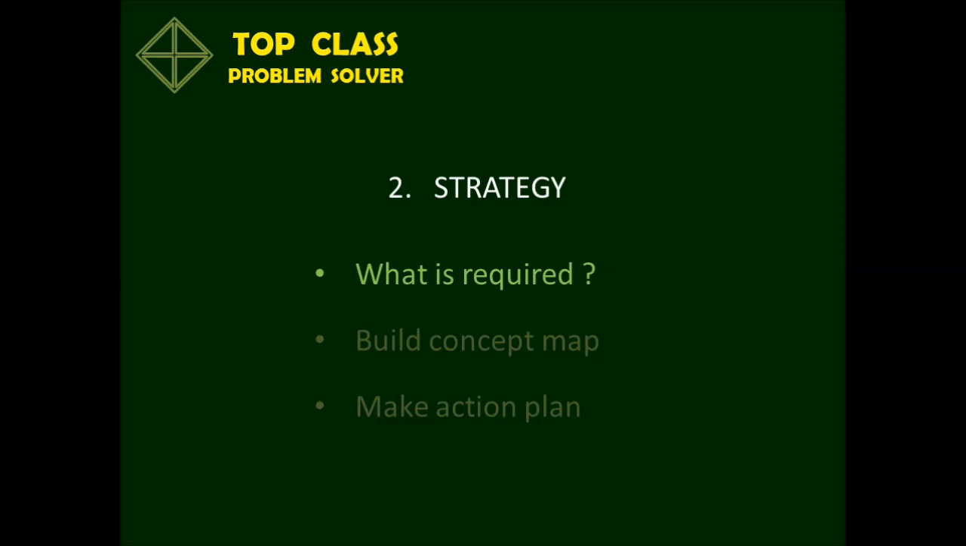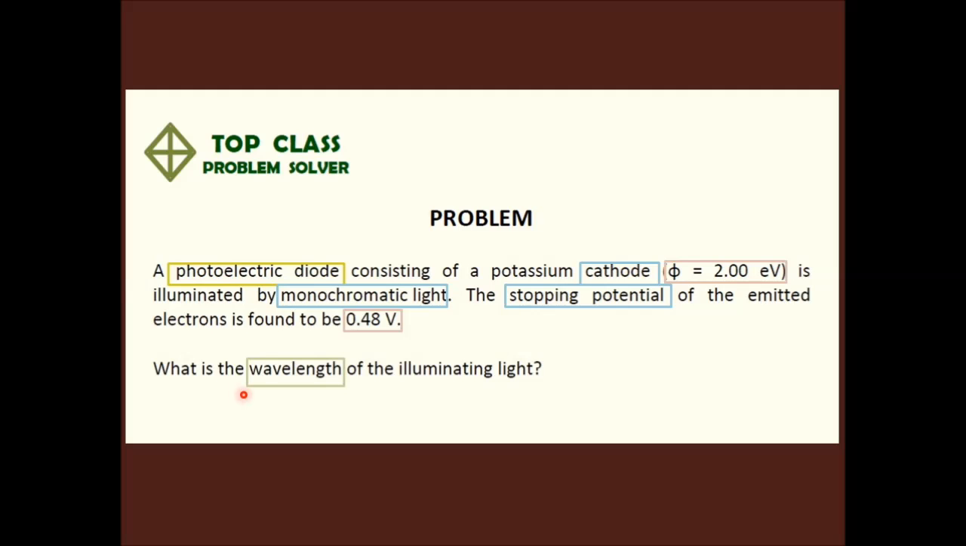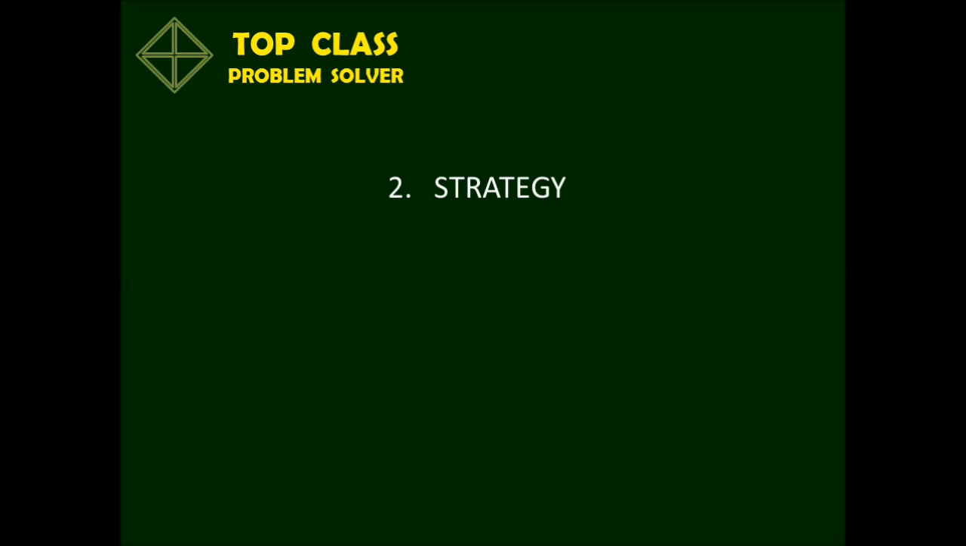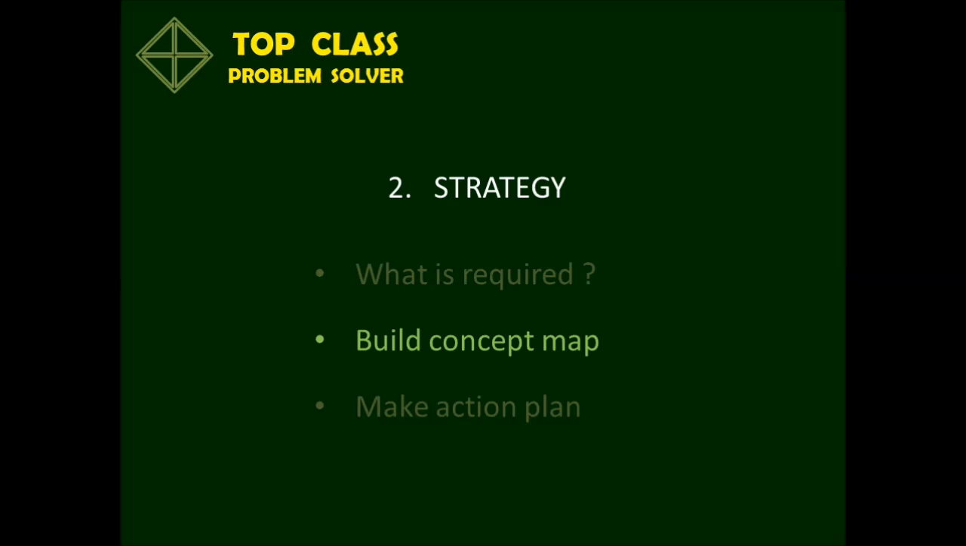The first step of the strategy is to determine precisely what is required. We are required to find the wavelength of the illuminating light. In our solution, we'll call this required wavelength lambda. The second step of the strategy is to construct the concept map. The concept map relates the parameters that are given in the problem and the required parameter.